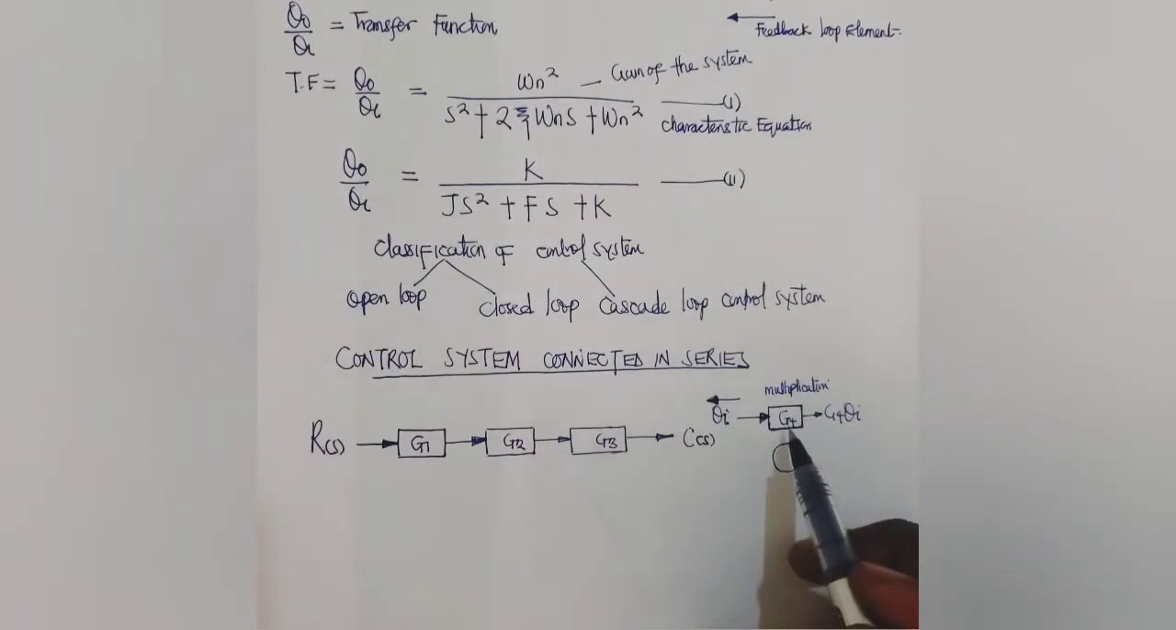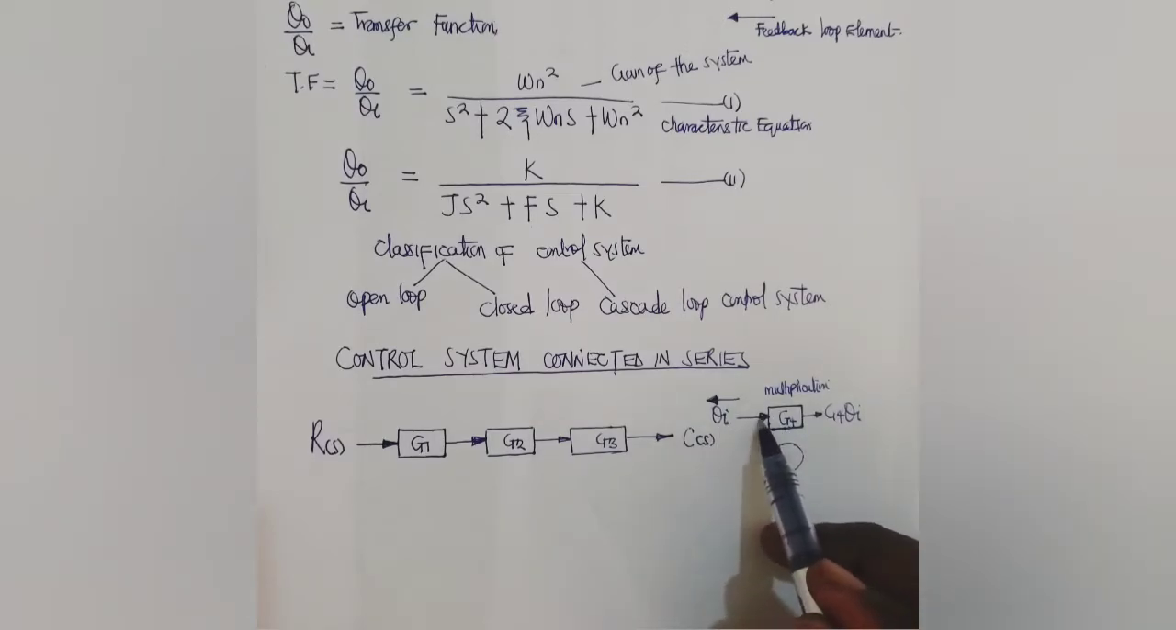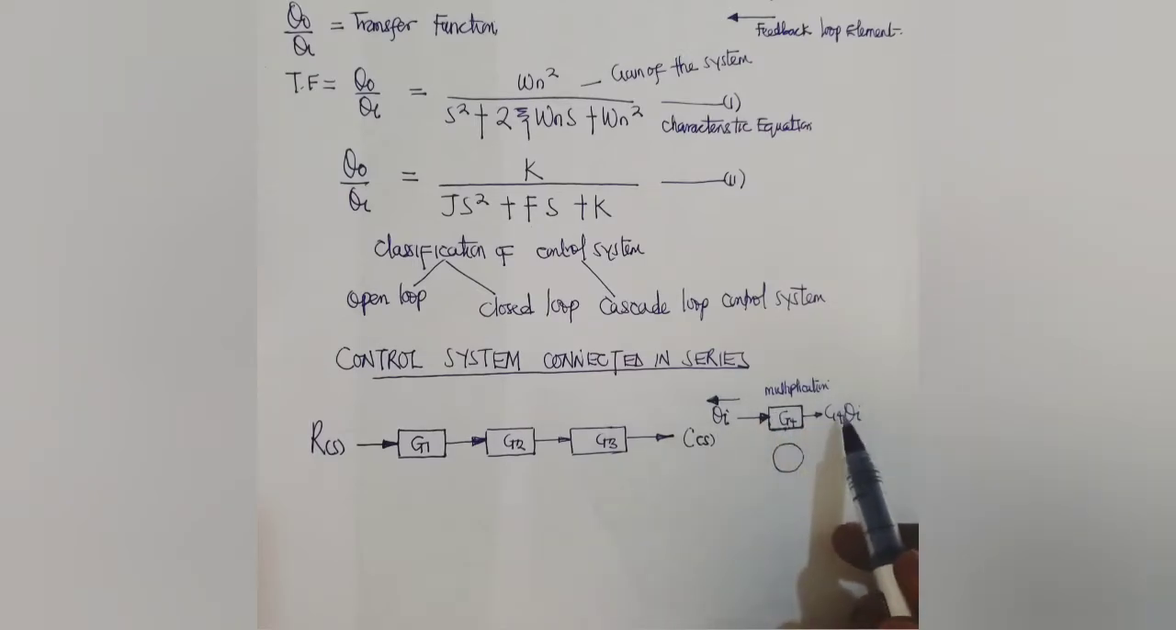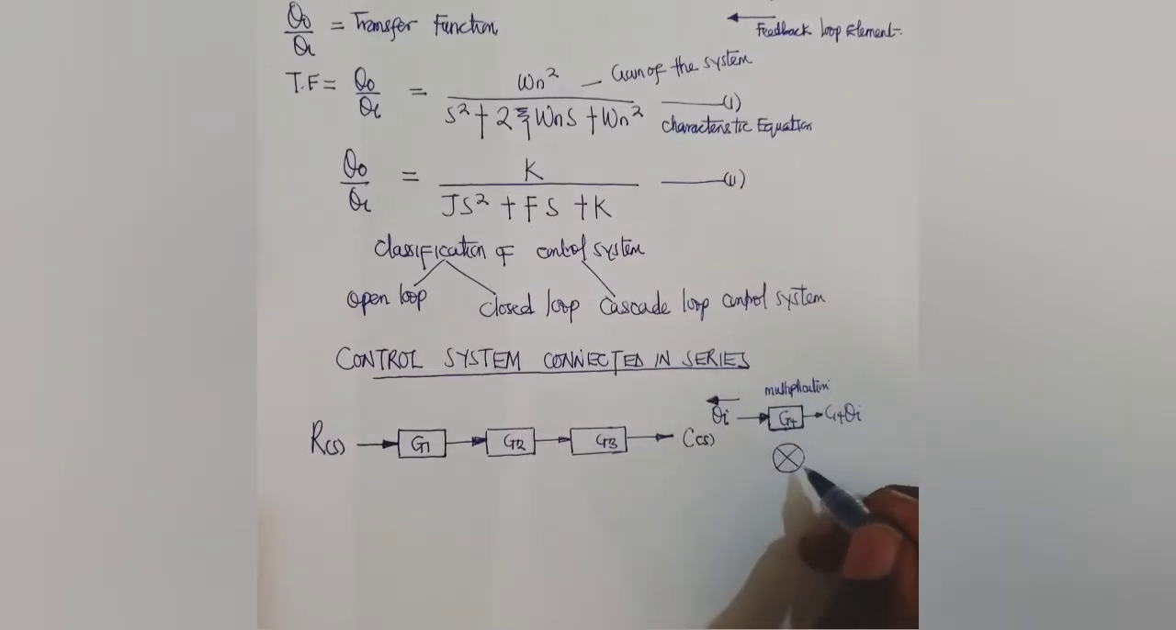Meaning that whenever you have a rectangular block, you have an input signal multiplying an element in the rectangle. My resulting answer is going to be multiplication, something like this, G4 theta i. For a rectangle, we multiply, while for a circle, it should either add or subtract.